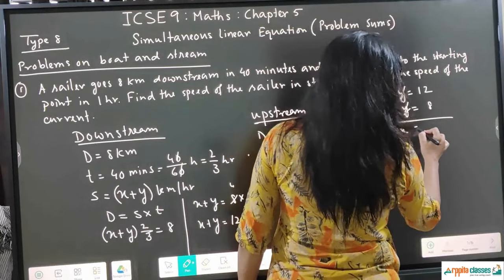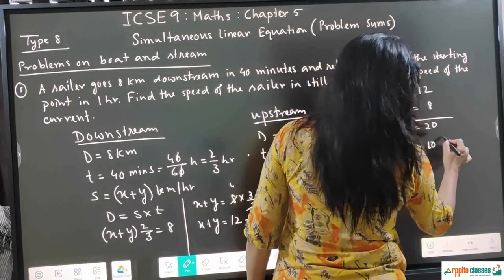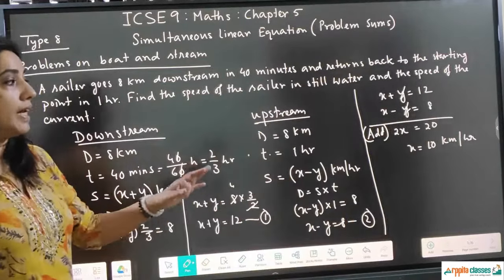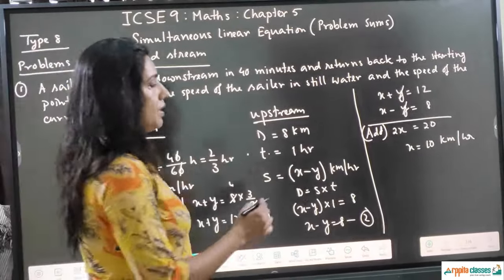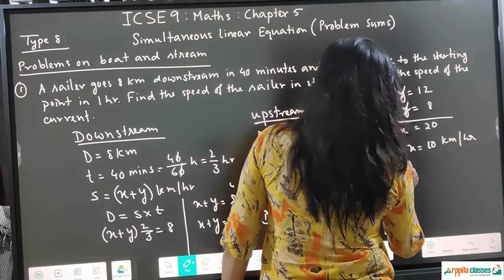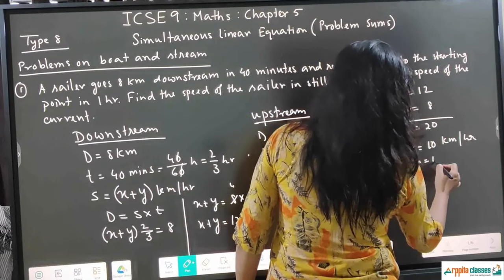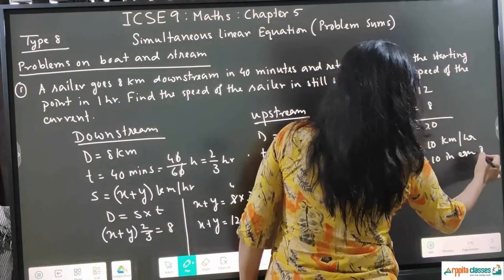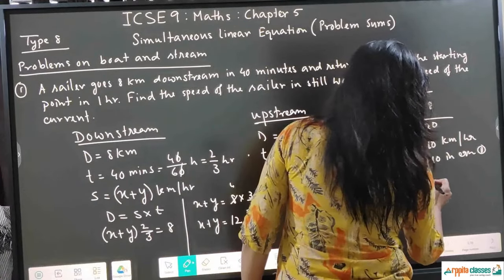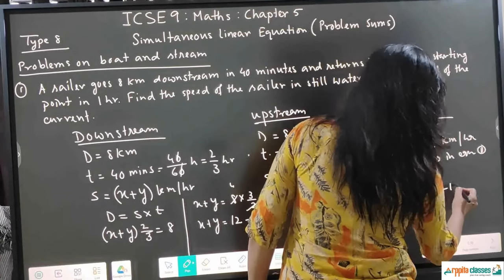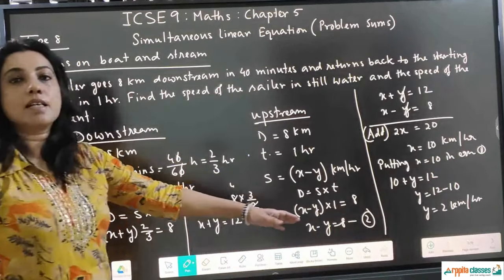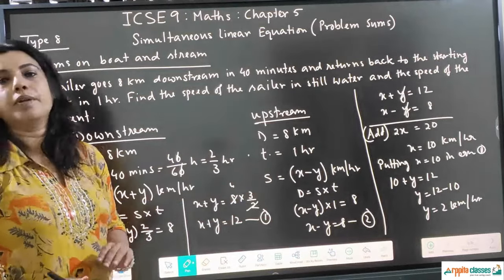So it will be 2x is equal to 20, or x is equal to 10 km per hour. I considered x as the speed of the sailor in still water, so that is 10 km per hour. Now just put the value in the first equation, putting x is equal to 10 in equation 1. So my equation 1 is x plus y is equal to 12. So 10 plus y is equal to 12, or y is equal to 12 minus 10, that is 2 km per hour. So y I considered as the speed of the current, so that is 2 km per hour.